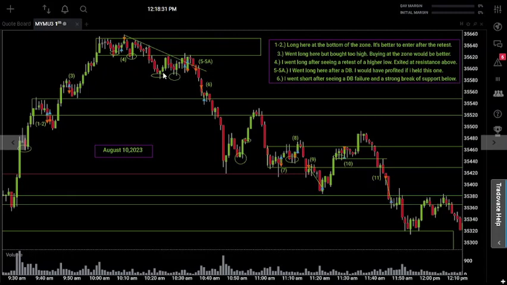Now, right here, we see that we did establish a double bottom, right? So one of my favorite setups is to look for a double bottom that's followed by a higher low. And then I look to go long based on the support level for that higher low and take prices back up to whatever major level of resistance is located above. So that was pretty much my mindset going into trade 5. Now, if we read the notes, it says I went long here after a double bottom, and I would have profited if I held this one.